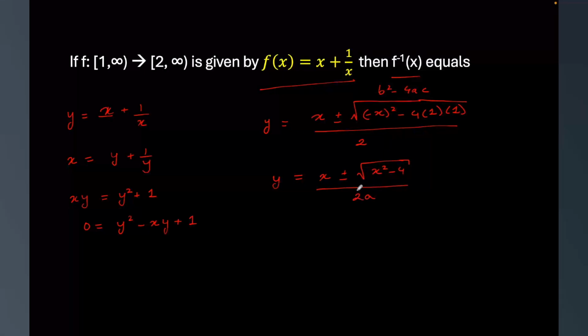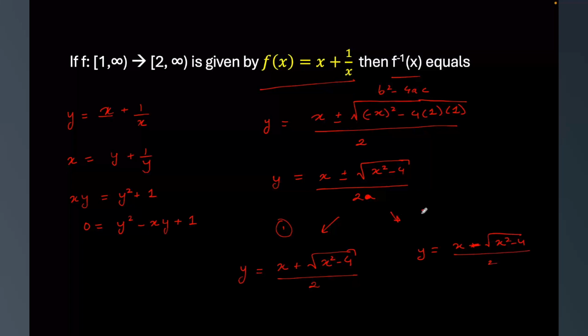Okay? So now we can break this up into two cases. Case number 1, we have y is equal to x plus square root of x squared minus 4 all over, oh, I'm so sorry, why did I write 2a? Just 2. And here we'll have y is equal to x minus square root of x squared minus 4 divided by 2. Super simple, this is case 2.